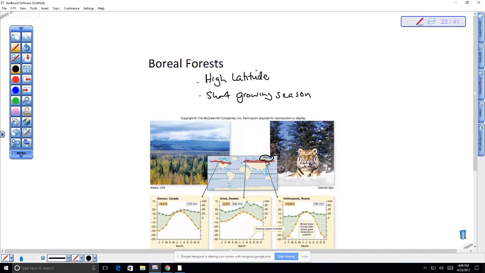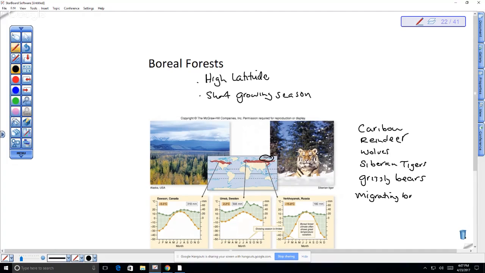When we look at some of the organisms that live here, this would be like the caribou. We could talk about the reindeer, wolves, Siberian tigers, and grizzly bears. And we can also talk about migrating songbirds. Sometimes the birds that live down in the south, as I mentioned, might migrate in the summertime up to the boreal forests, and so they might spend part of their time up there.